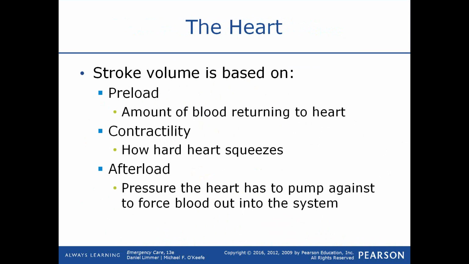Contractility is how hard the heart squeezes, and that really is determined by having the right levels of sodium, potassium, and calcium in your bloodstream, as well as temperature and pH of the blood. Afterload, that's the pressure that the heart has to pump against in order to move blood throughout the system.